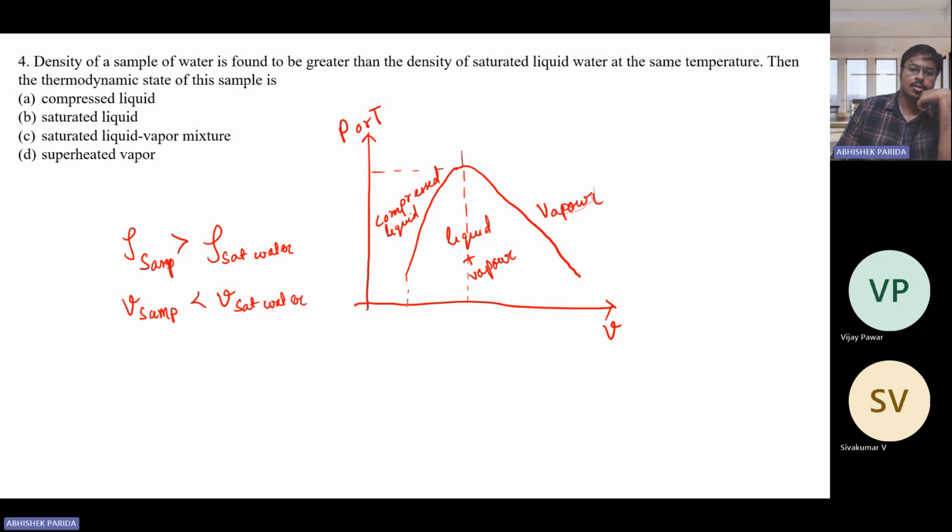So now tell me which is the here. This is the saturated volume, specific volume of saturated water. Okay. Now, if a sample has a specific volume lesser than this, then which state is it? It is compressed liquid. So option A is correct. Did you understand? Yes, sir.